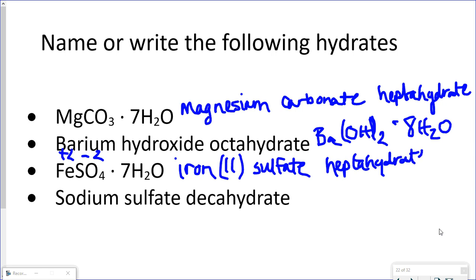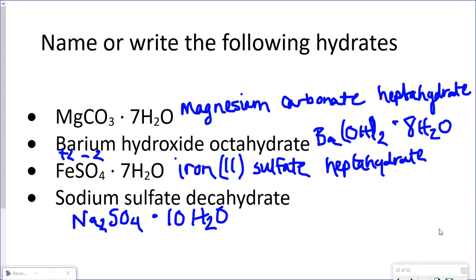All right, look at the last one. We have sodium sulfate decahydrate. Sodium, and I'm going to write this down below, is Na with a positive 1 charge. Sulfate is SO4, and remember that has a negative 2 charge. So when we crisscross that positive 1 and negative 2, we get Na2SO4 dot, and we have to include our hydrate. Remember, deca is 10, so this will be attached to 10 water molecules.